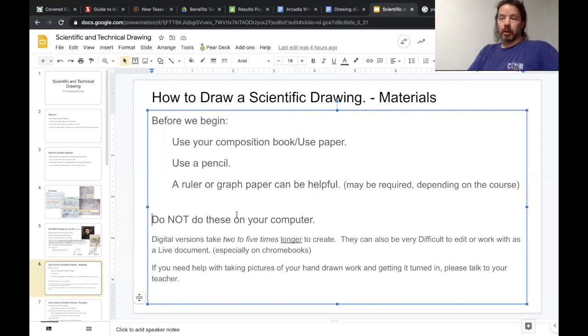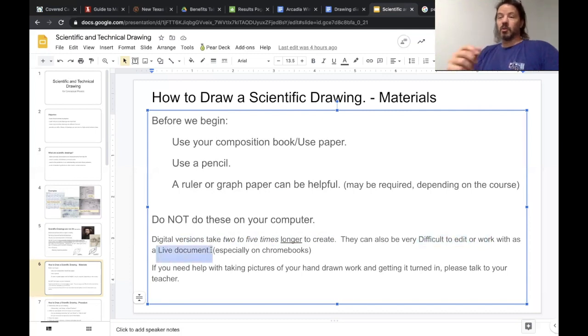We're only going to do these on paper. We are beginners at this. It is much easier to work quickly, make mistakes, and redraw it if you're drawing on paper. Digital versions, and I make digital versions all the time, I don't care how good you are, take 2 to 5 times longer to create.